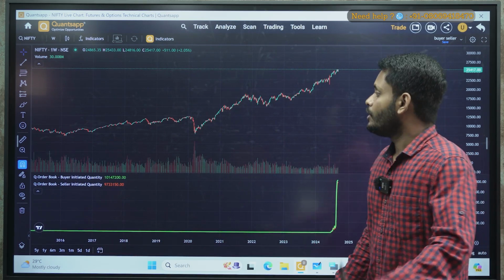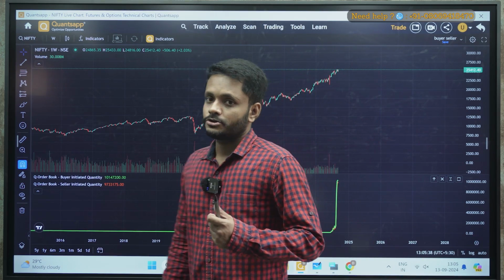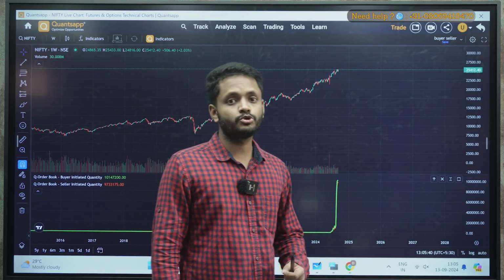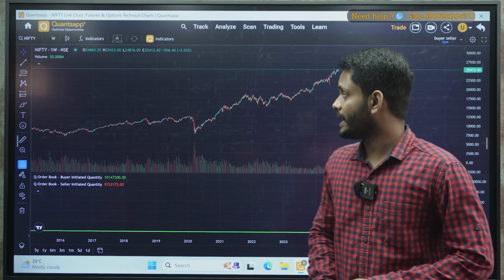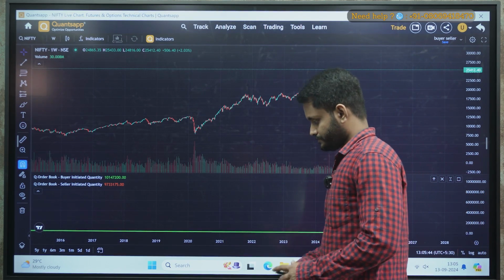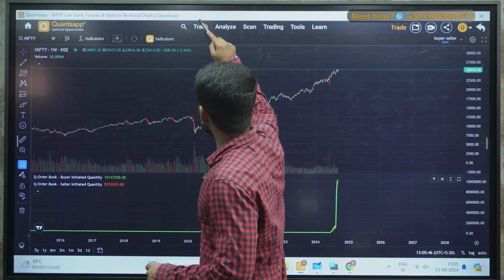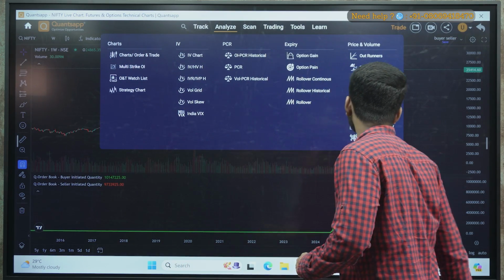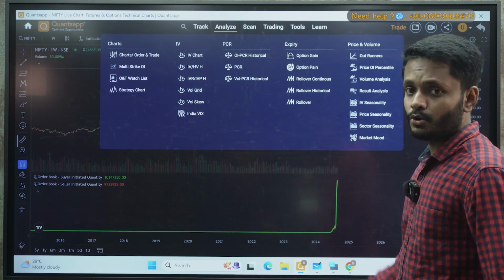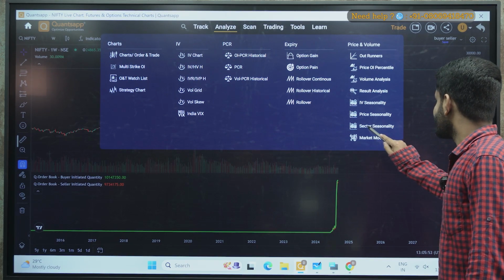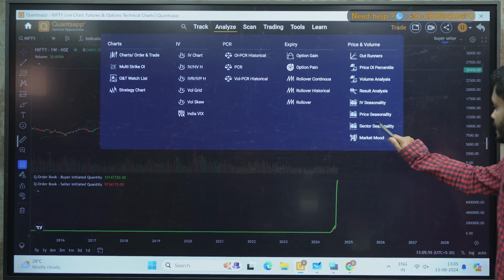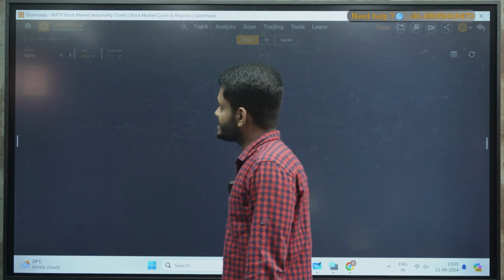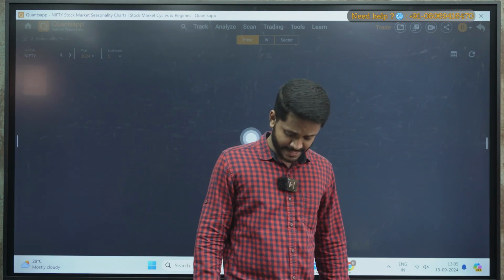Now how to choose the sector, how to choose the stock? Let us come to that point. So see, first what I'll do is I'll go to analyze, and then I'll go to, can you see, sector seasonality? So let me go to this sector seasonality. Now what is sector seasonality?